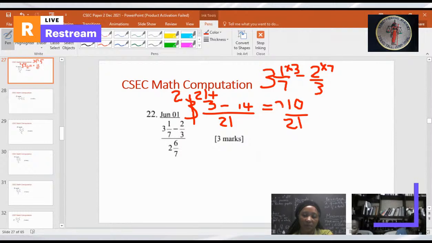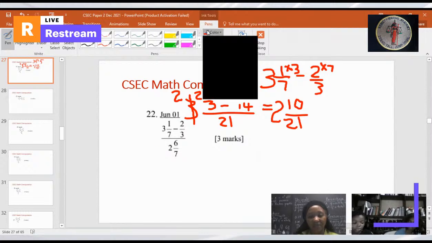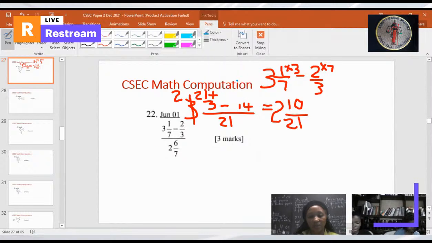Is that it now? Yes, miss. Is that it? All right, so you're done? You're supposed to subtract it. So you're done? No, miss. You're supposed to subtract. That's a division line. Division. You're supposed to divide it by 2 and 6 over 7. So we need to work that now.